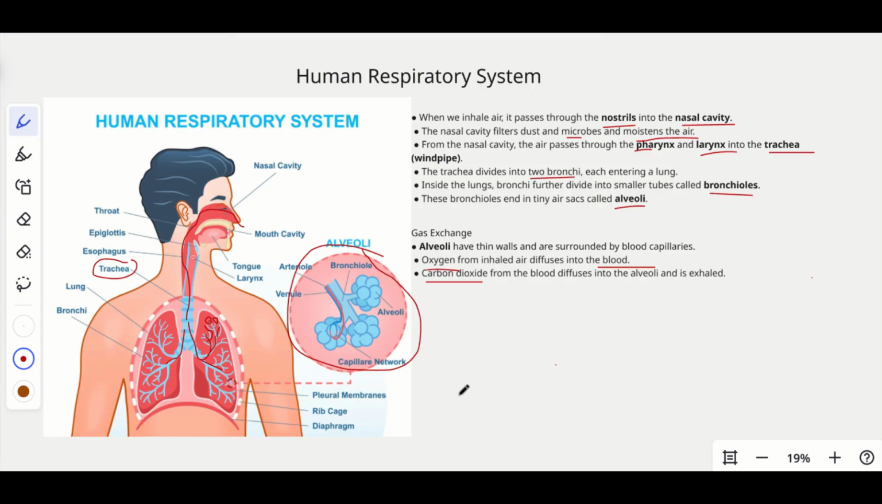And what about CO2, carbon dioxide? That will diffuse into the alveoli and it is exhaled. Okay, that is why when we are exhaling, the air has more CO2 concentration.